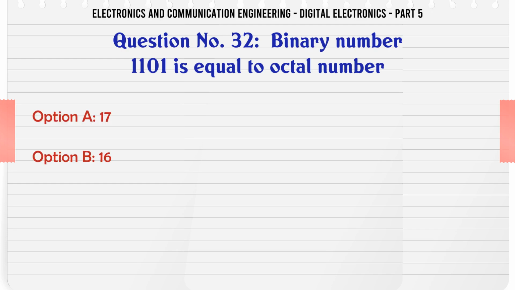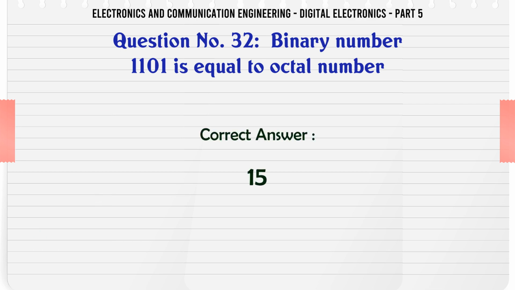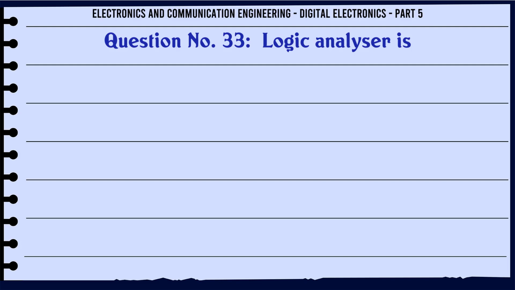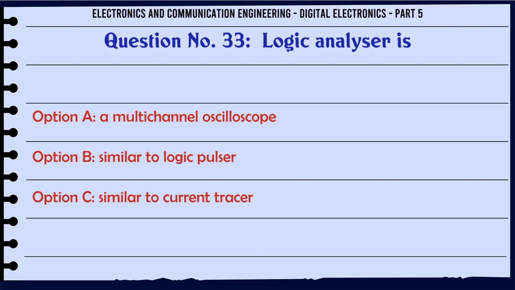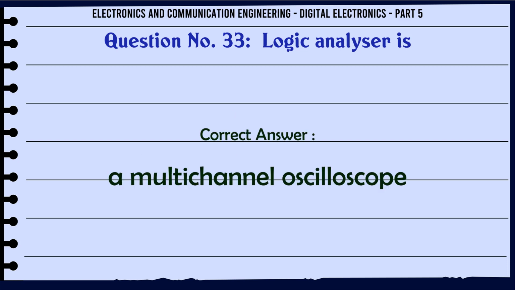Binary number 1101 is equal to octal number A. 17, B. 16, C. 15, D. 14. The correct answer is 15. Logic analyzer is A. a multi-channel oscilloscope, B. similar to logic pulser, C. similar to current tracer, D. none of the above. The correct answer is A.